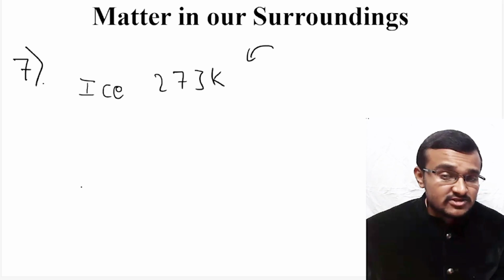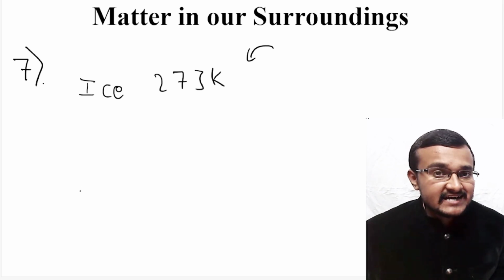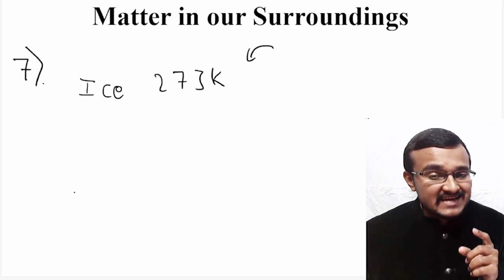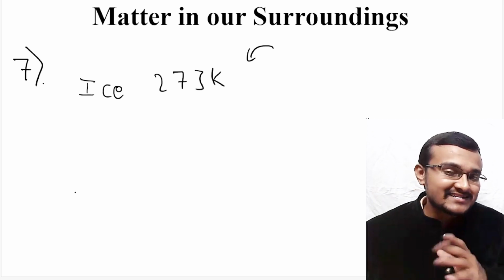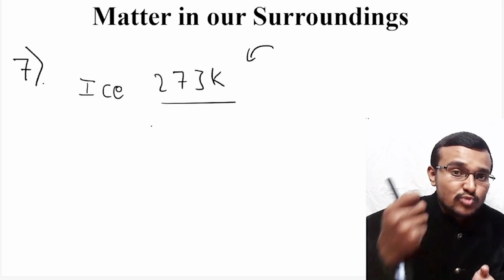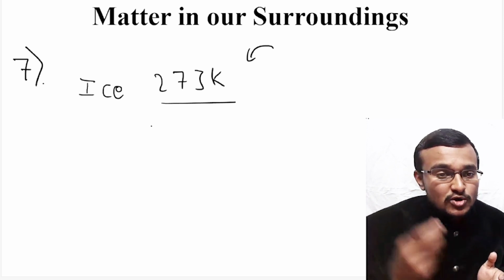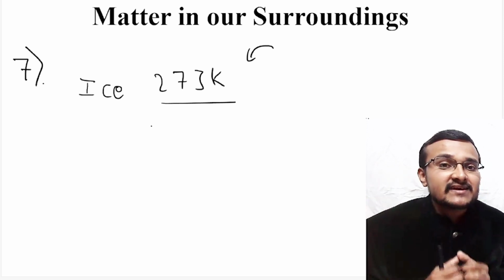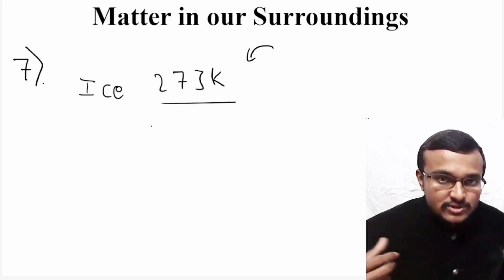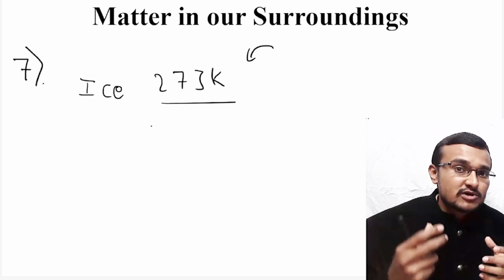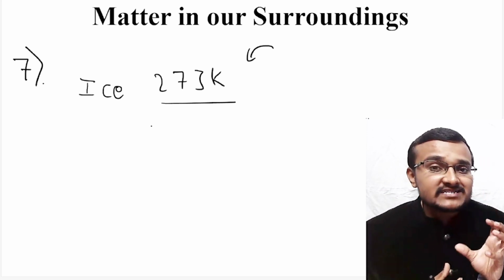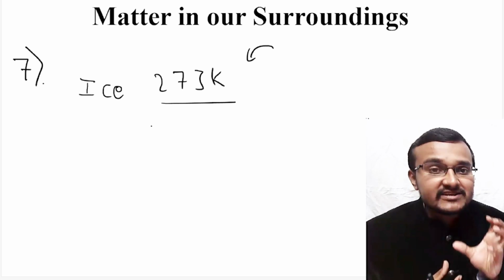So coming to the seventh question in this particular exercise, they have asked why ice is much more effective in cooling at 273 Kelvin temperature compared to water at the same temperature. Ice will absorb more heat than water. So ice absorbs the external heat very quickly and converts into water. Even after absorbing heat, the temperature of ice will be at 273 Kelvin itself.